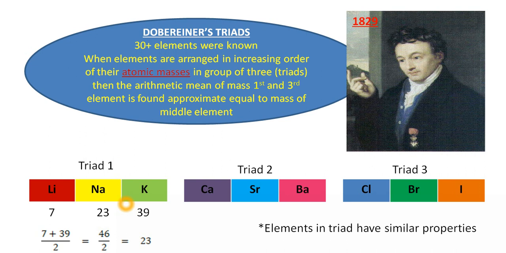Okay, and one more thing, the arithmetic mean of the first and the third element is equal to the mass of the central element, the mass of the middle element. So this was Dobereiner's law of triads. And the same applies to the second triad, and the same applies to the third triad. Okay, so he arranged the elements present at that time. But he failed. There were some limitations to his classification.